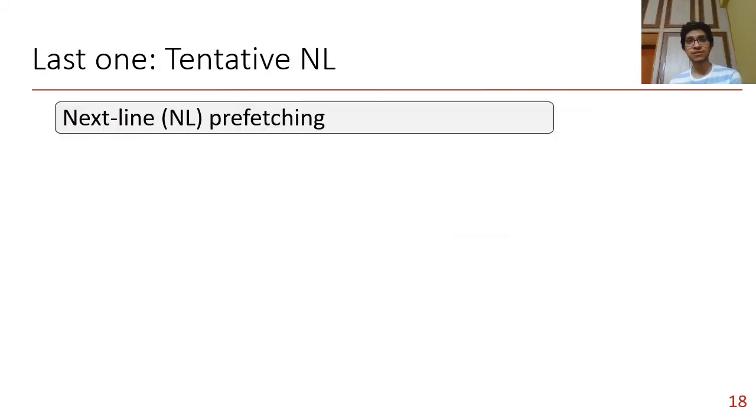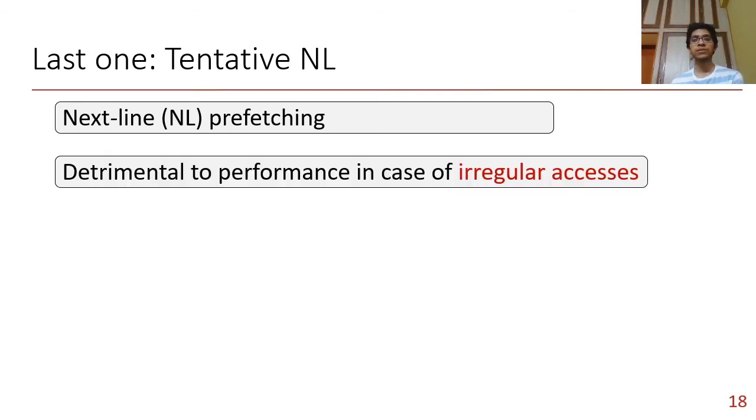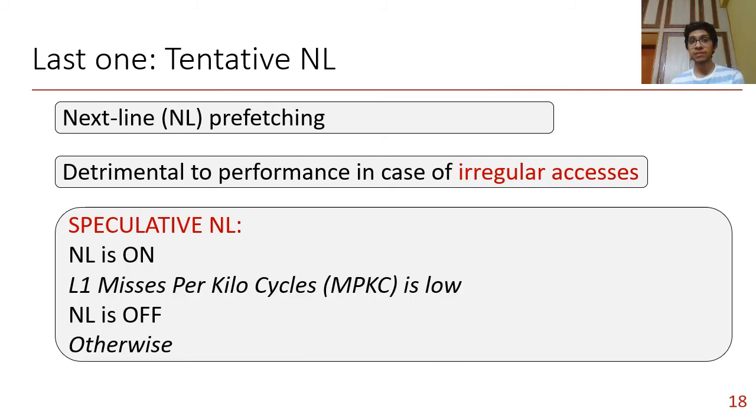The next line prefetcher simply prefetches the next cache line in space. However, we notice that this is detrimental to performance in some cases, especially when there are irregular accesses. Hence, we only prefetch the next line when the L1 misses per kilocycle, or MPKC, is lower than a certain threshold. When this is high, it means that there are too many misses being processed, and an inaccurate NL prefetcher can only make things worse by getting in the way of high priority demand requests.